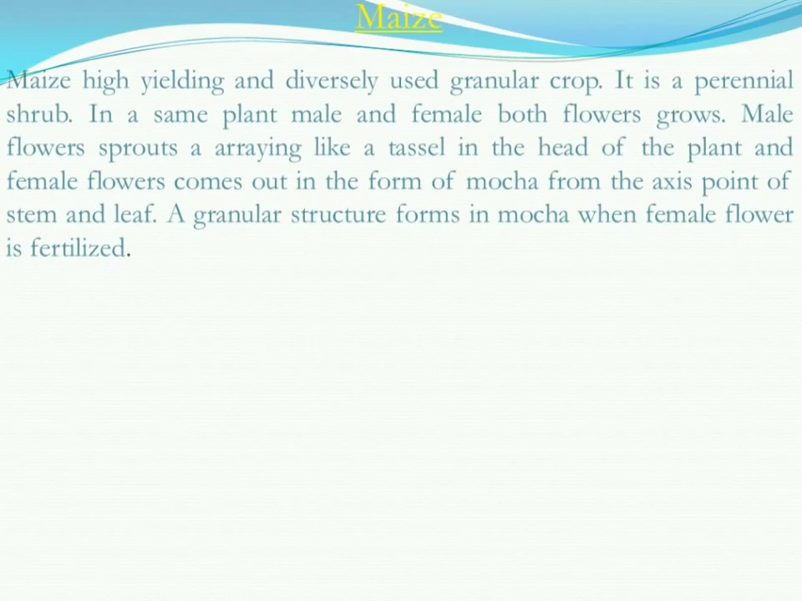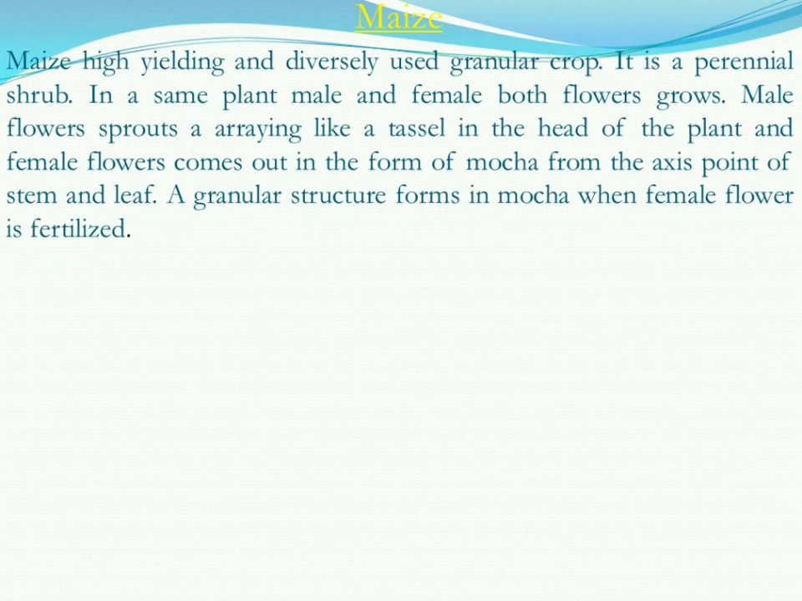First of all, today our topic is maize. Let us know about maize. What is maize and what type of plant is it? Maize is a high yielding and diversely used granular crop. It is a perennial shrub. In the same plant, male and female flowers both grow. Male flowers sprout an arrow-like tassel at the head of the plant, and female flowers come out in the form of mocha from the exit point of stem and leaf. A granular structure forms in the mocha when the female flower is fertilized.